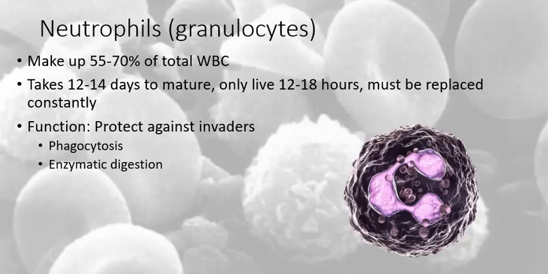So your neutrophils are granulocytes. This makes up 55 to 70% of the total white blood count. Takes 12 to 14 days to mature. They only live 12 to 18 hours. They must be replaced constantly. Their function is to protect against invaders, which is phagocytosis and enzymatic digestion.